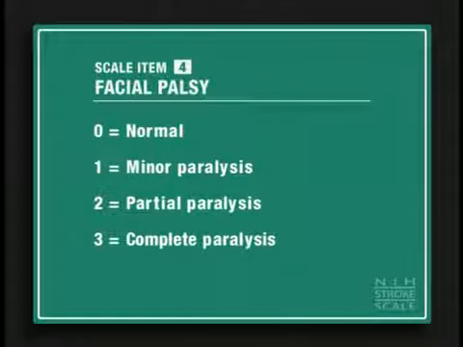There we go. Score a 3 when there is complete paralysis of the upper and lower face. This is the appropriate score for the obtunded or comatose patient or one with unilateral lower motor neuron facial weakness.